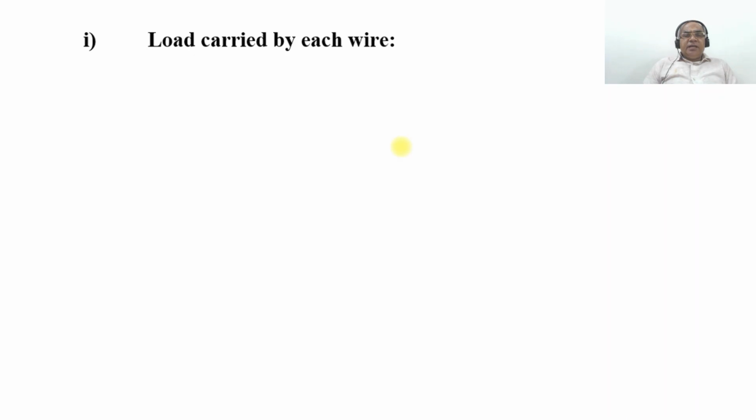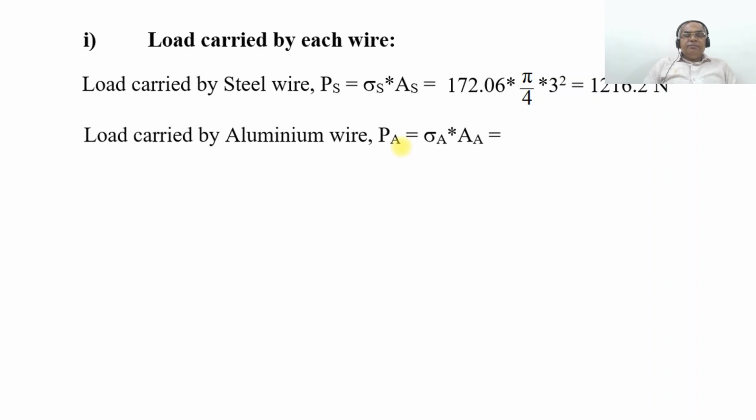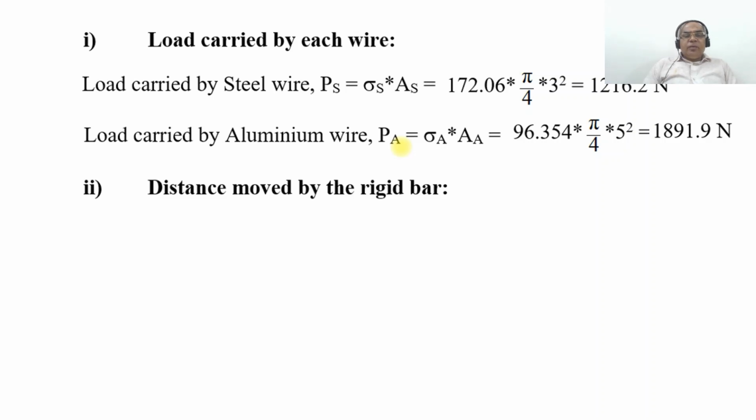Now, what is the load carried by each wire? First, the load carried by the steel wire will be equal to PS, which is sigma S into AS. You substitute the value of sigma S as 172.06 into pi by 4 into 3 square. On simplification, you will get 1216.2 Newton. Similarly, the load carried by the aluminum wire, PA, will be equal to sigma A into AA. What is sigma A? It is 96.354 into pi by 4 into 5 square. On simplification, you will get 1891.9 Newton.